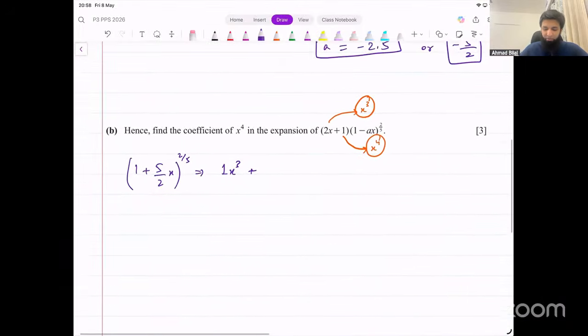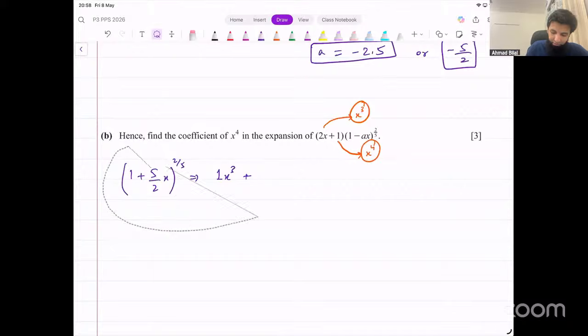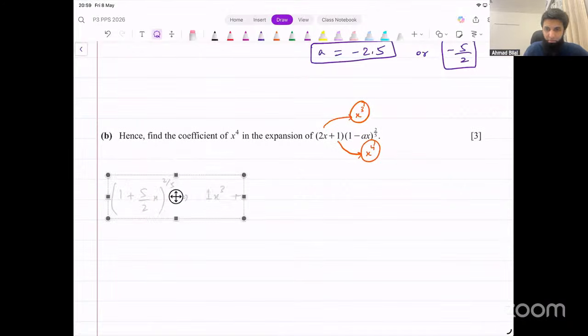Is my screen fine now, by the way? Is it still lagging for anyone? No? Okay.